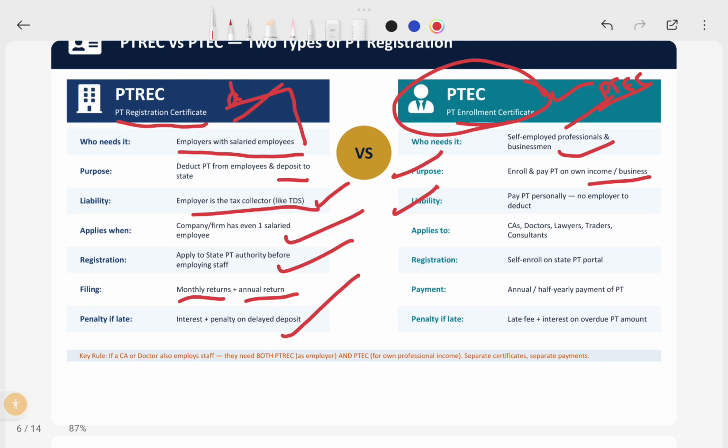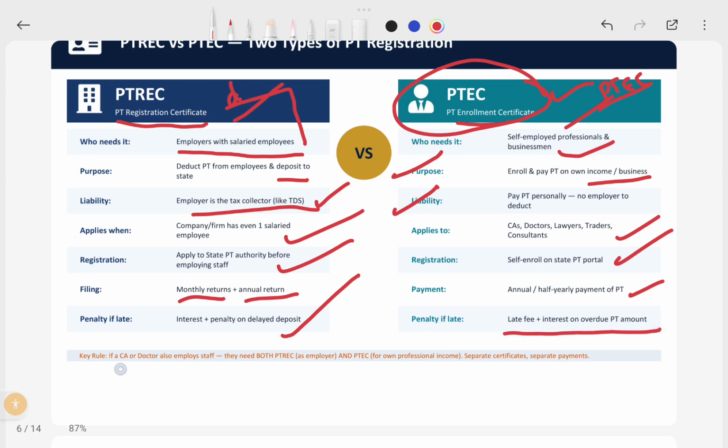Generally, it is applicable to CAs, doctors, lawyers, traders, and consultants. Registration should be on a self basis. Payment should be half yearly or annual based on their states. Penalties and late payments are also involved.